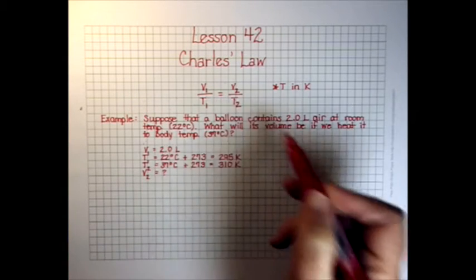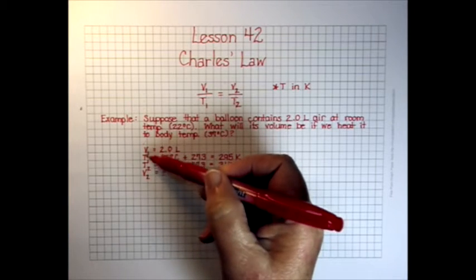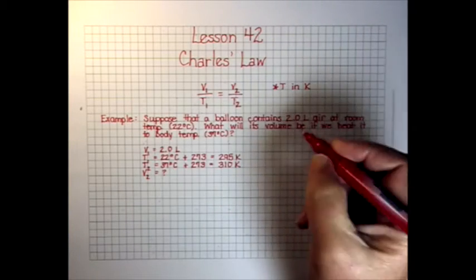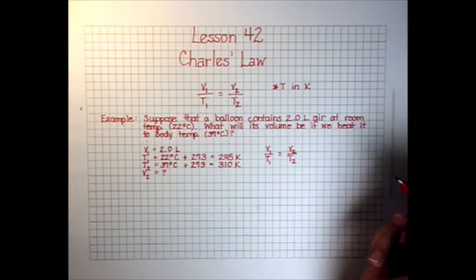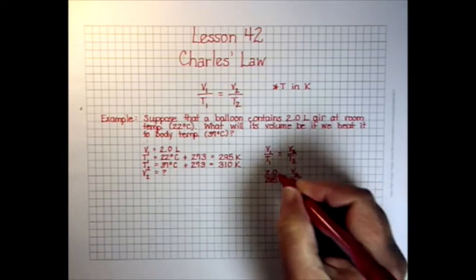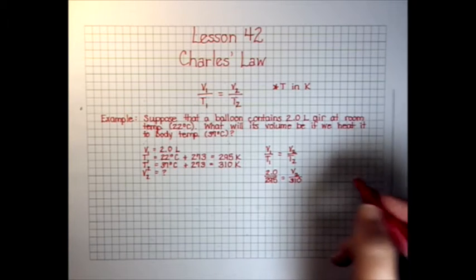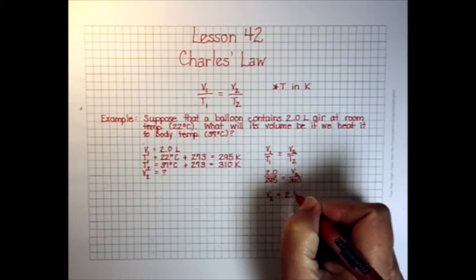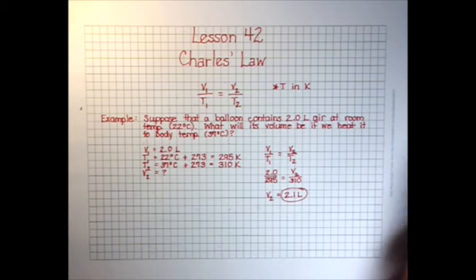So again, we've changed a word problem into a list. We just look down these variables and say, oh, I know what this is. This is a Charles' law problem. Then substitute in the numbers. And then you can cross multiply and divide and do all that in your calculator. No muss, no fuss. And we'll find that our new volume is 2.1 liters. If he can get away with the 2-liter balloon at the beginning, he'll be able to get away with the 2.1-liter balloon at the end.